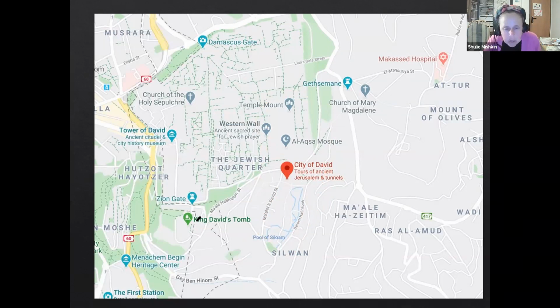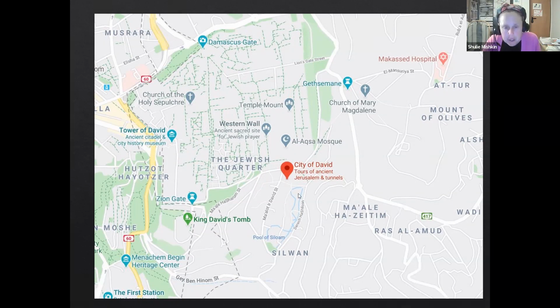There are disagreements. Most scholars agree that this is the tomb of the descendants of King David, right? Of his great-great-grandchildren, the later kings of the house of David.